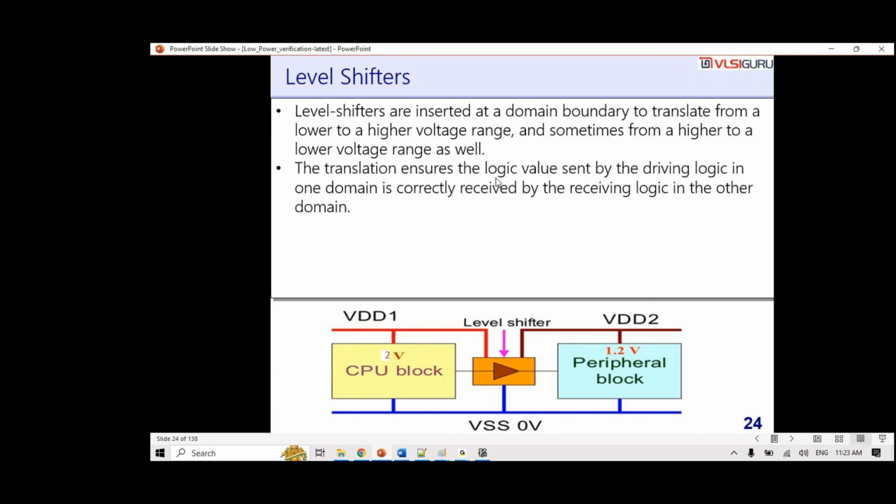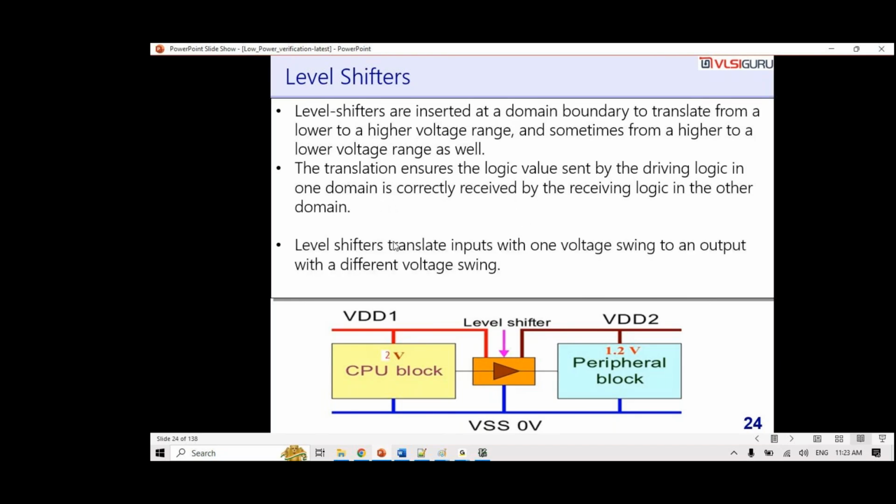Translation ensures that the logic value sent by the driving logic in one domain is correctly received by the receiving logic in the other domain. Level shifters translate inputs with one voltage swing to an output with a different voltage swing. The slide says the standard cell library will have different threshold voltages also. I don't see any reason for this statement. This should have been there in the multi-threshold CMOS topic, right?